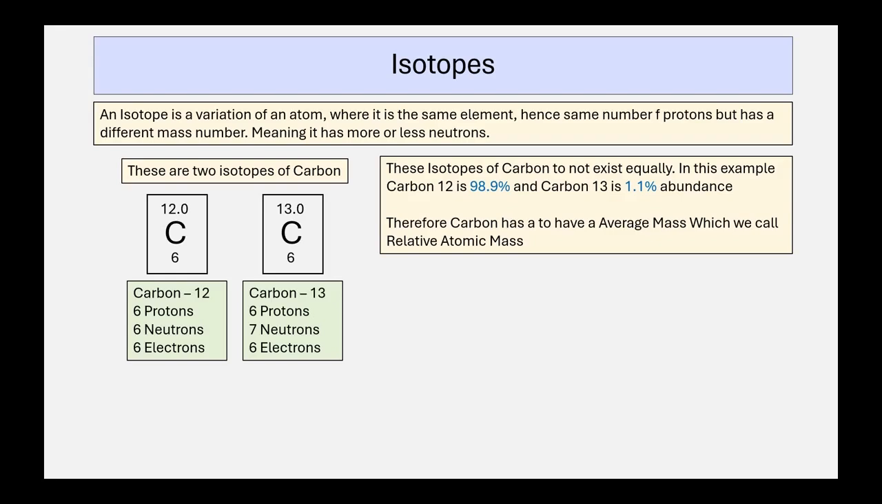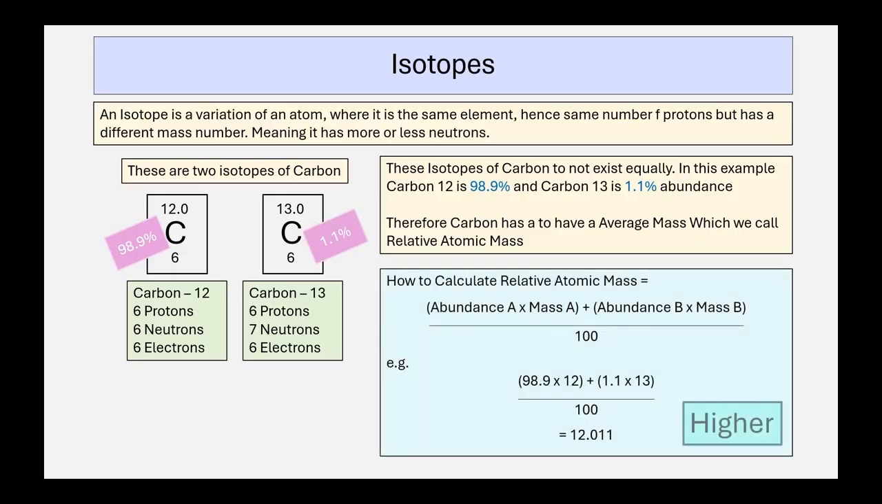Therefore, carbon has an average mass, which we can call relative atomic mass. And this average mass is not going to be 12, it's not going to be 13. We can use our intuition and say it's going to be somewhere between 12 and 13. Now, to calculate this is a higher topic, so if you're not doing higher, you can skip this bit.